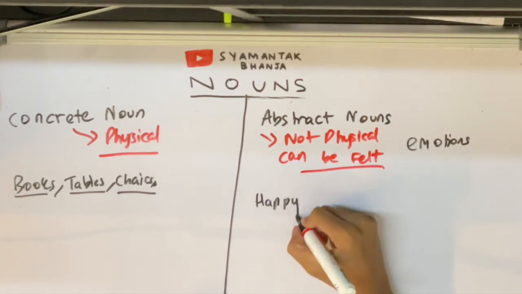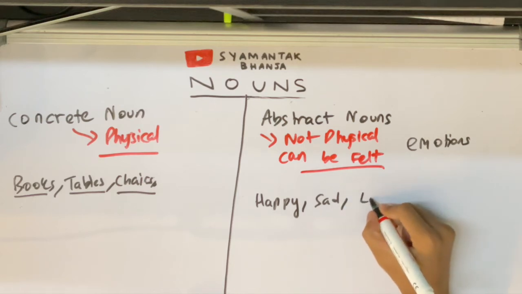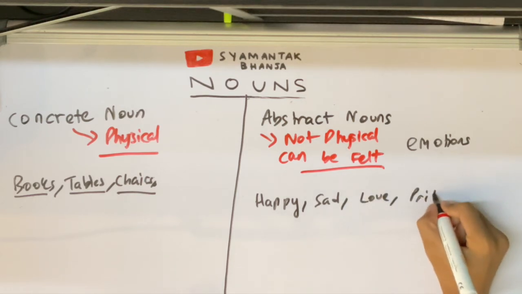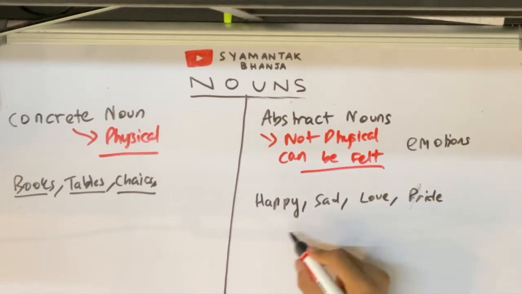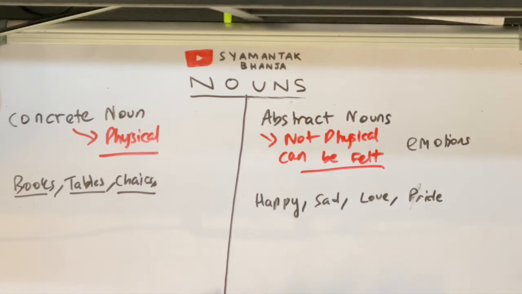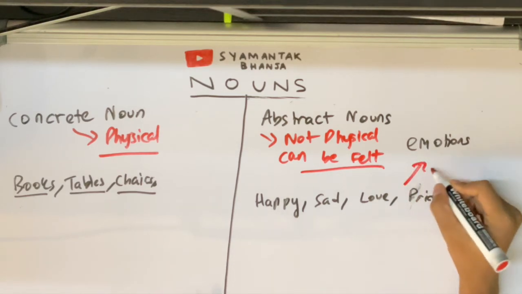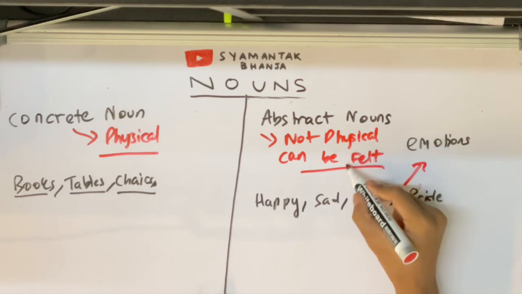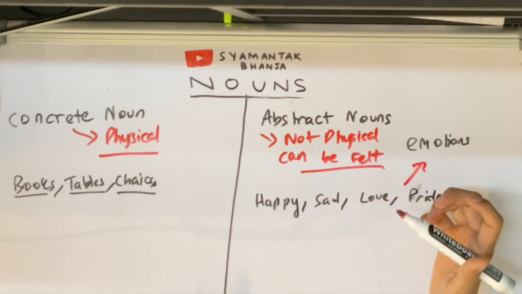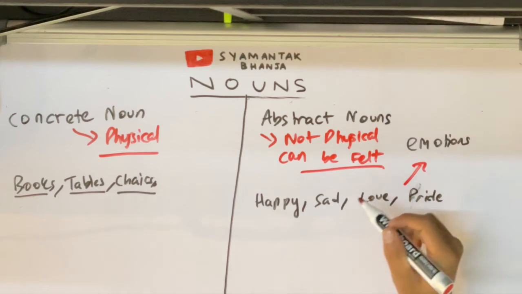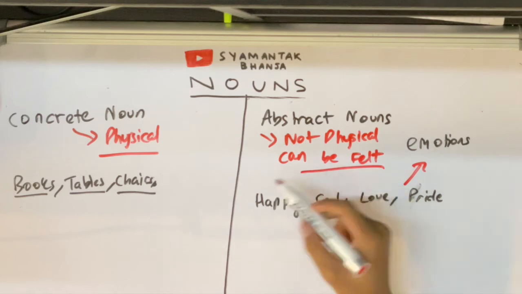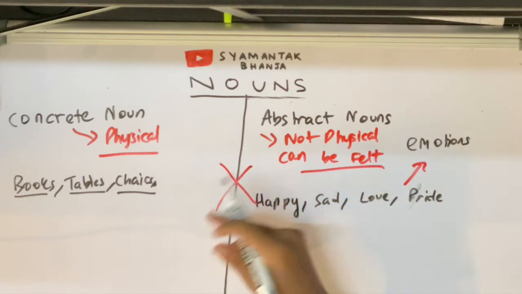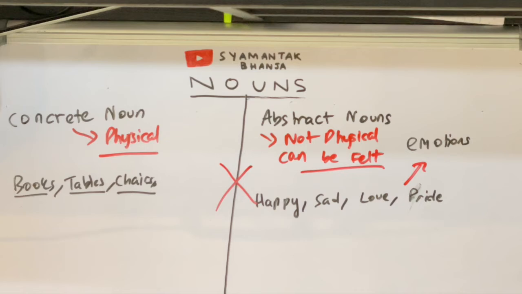Happy, sad, love, pride. So all of these are showing happy, sad, love, pride. All of these are emotions. You can just feel them inside you. These are feelings. They have no physical presence. So that is abstract nouns, and as you can see, these are absolute opposites of each other. And now that you know concrete noun and abstract noun, moving on to the next one.